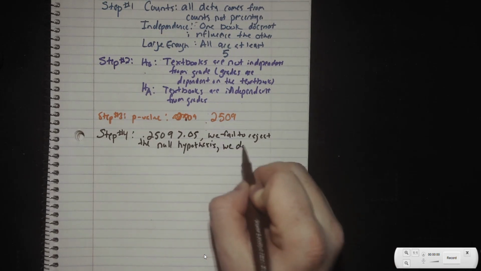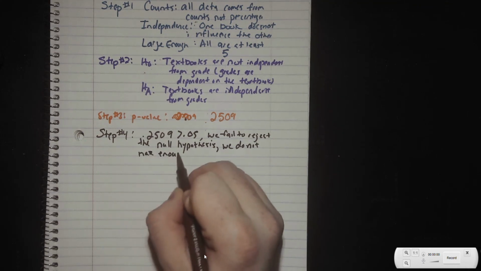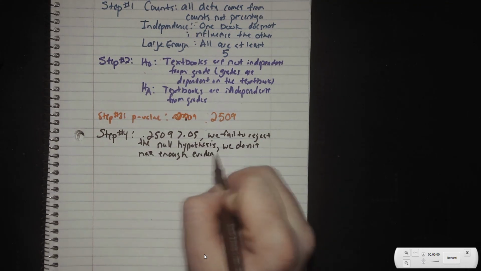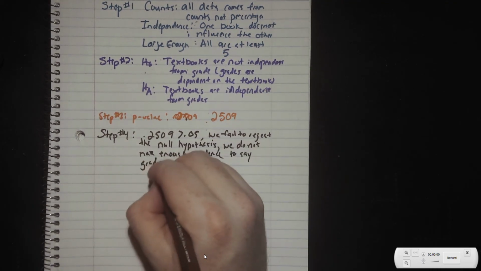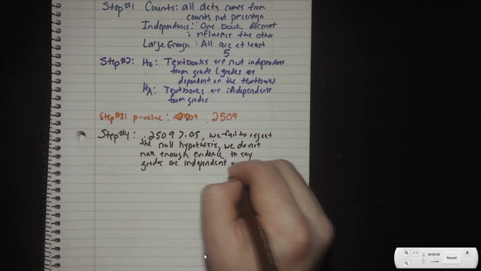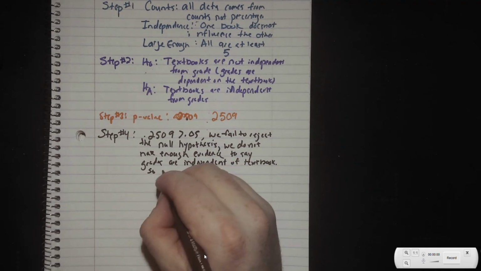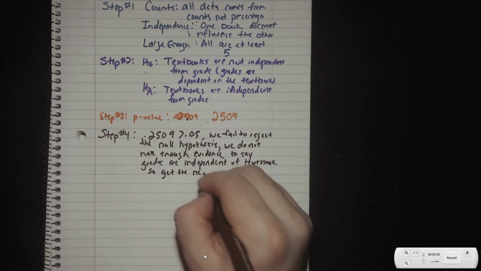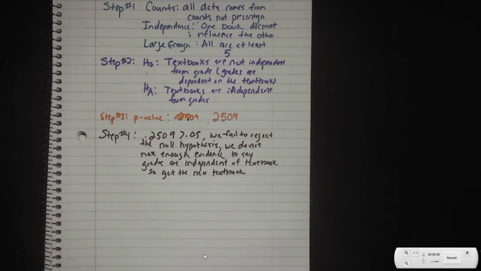We do not have enough evidence to say grades are independent of textbooks, so get the new textbook because it's failing less people. I mean, not by much, but it is what it is. All right.